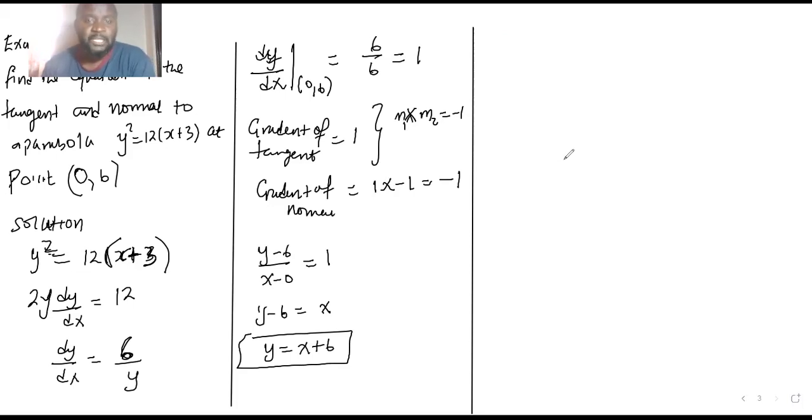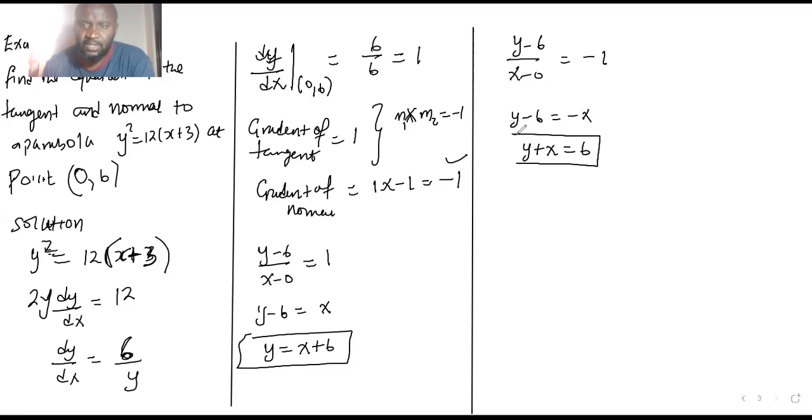Okay, now more action. The normal, we have also seen its gradient is -1. So y minus 6 over x minus 0 gives us this time around -1. So we shall have y minus 6 is equal to -x. So we shall have y plus x is equal to 6 as the equation of the normal to the parabola. This one is for the tangent.